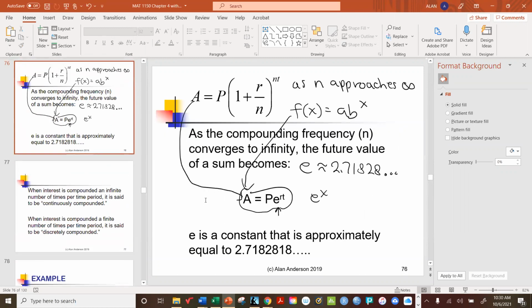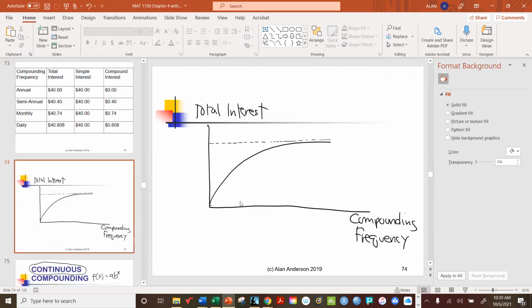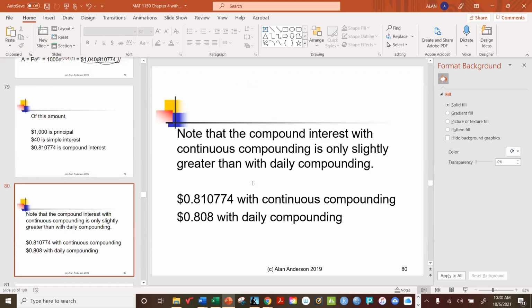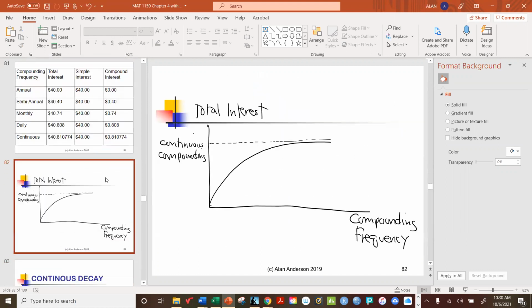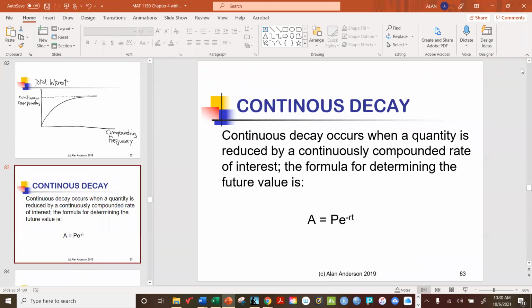All right. So I hope you found this application interesting, because like I said, one day you'll have money to save, and this will affect you very greatly. All right, so let's knock it off for a while. When we get back, we'll wrap it up with continuous decay, and then we'll dive back into logarithms. All right, so see you in a bit.